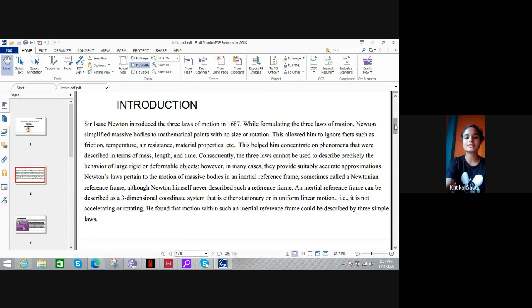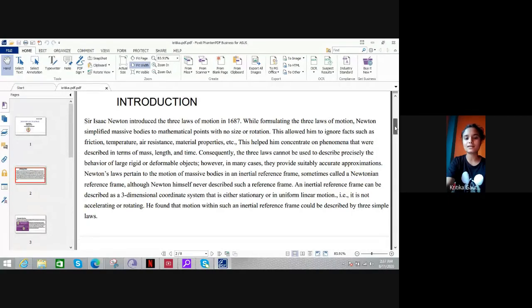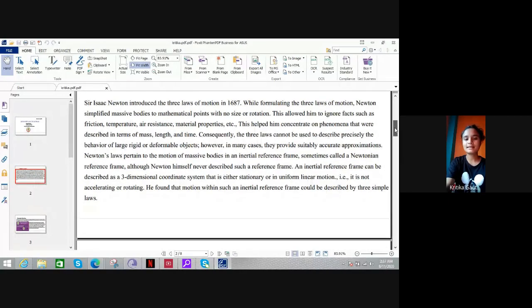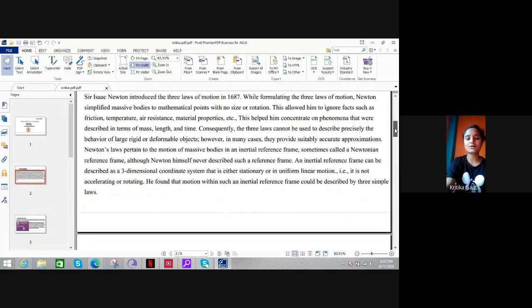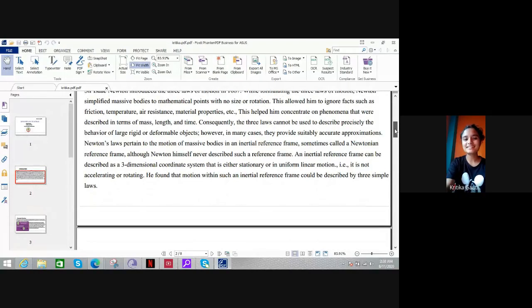Newton's laws pertained to the motion of massive bodies in an inertial reference frame, sometimes called a Newtonian reference frame. Although Newton himself never described such a reference frame, an inertial reference frame can be described as a three-dimensional coordinate system that is either stationary or in uniform linear motion, that is, not accelerating or rotating. He found that motion within such an inertial reference frame could be described by three simple laws.